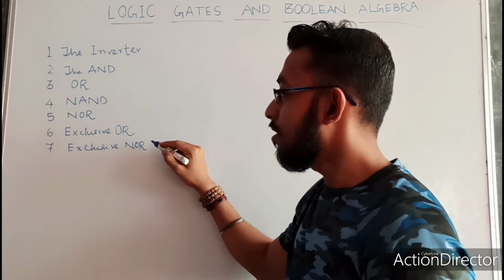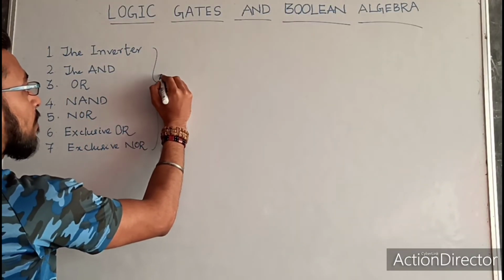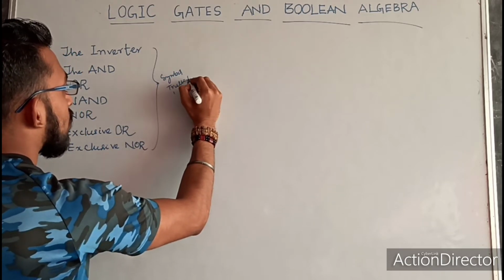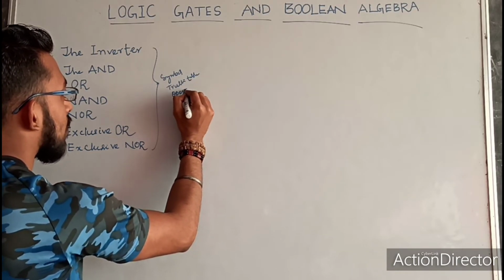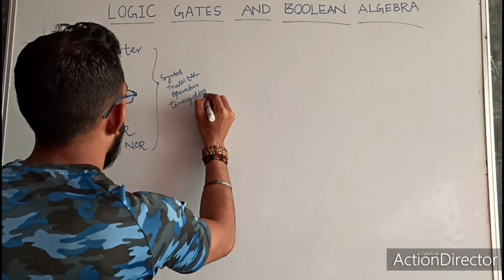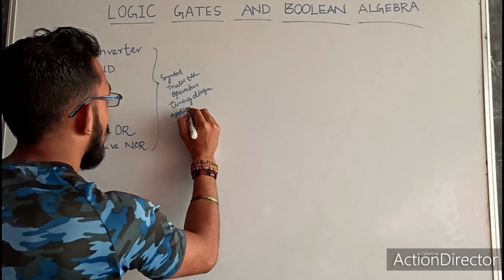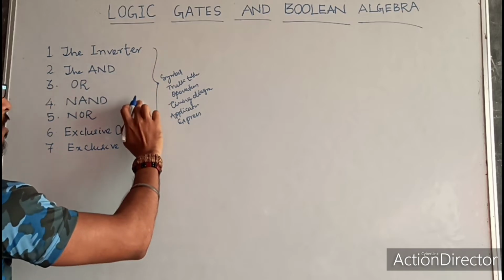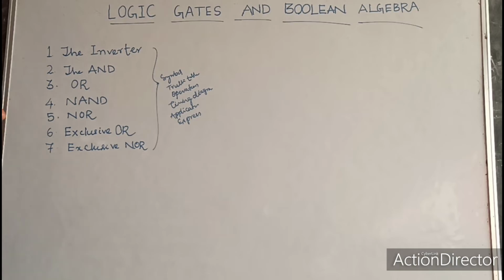For each of these gates, we are going to know about their symbol representation, then their truth table, then their operation, then their timing diagram. After that we will see some application and how to express in terms of Boolean algebra. So for each of the gate we will see all these points. Okay. Now let's first start the inverter.